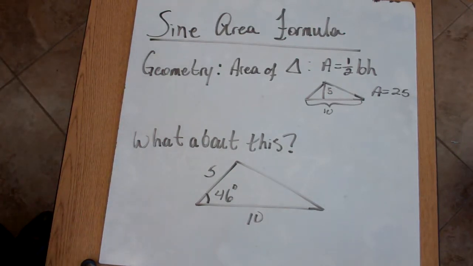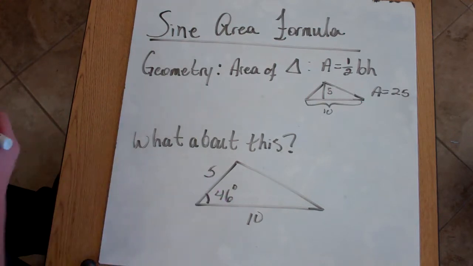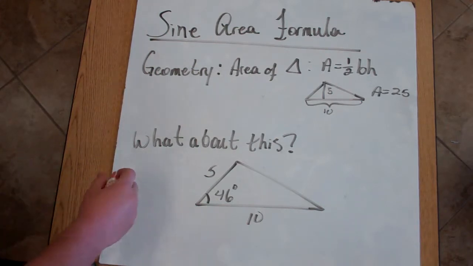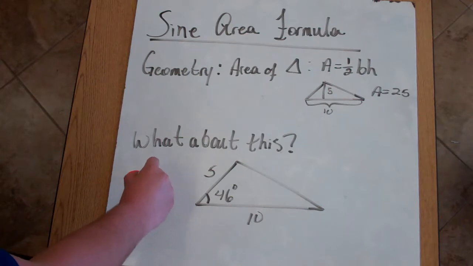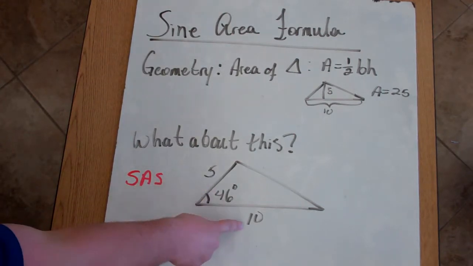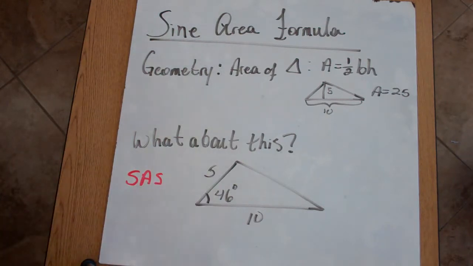Now, it's imperative that the relationship of your sides, if you remember your triangle congruence theorems from geometry, there was one that was side, angle, side. It is important to remember that in order to use the sine area formula that I'm about to give you, your triangle must be set up in the side, angle, side format, which is a side, the included angle, and another side.